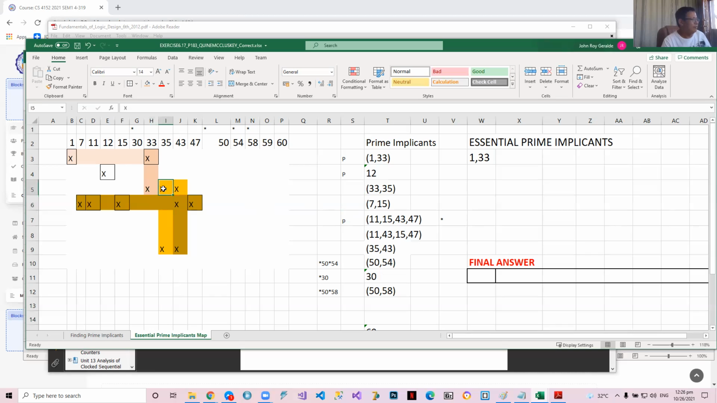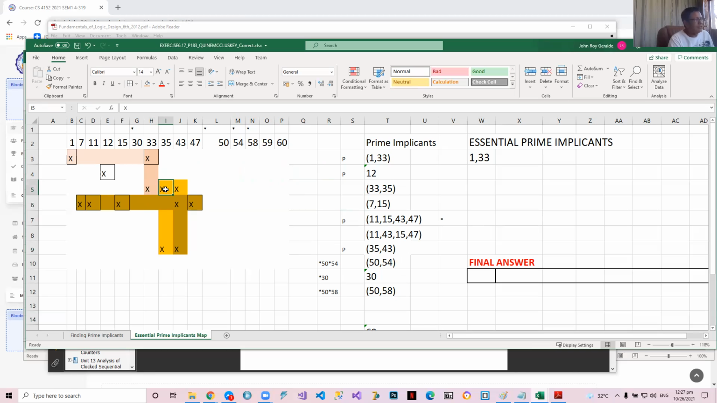33, 35. Okay. So 33, 35, or we could have 35, 43. 35, 43 na lang, no? This one. Because if you consider 35, 43, this is 35, 43. No? It will cover the two, the x here. It will also cover the x here. Okay? So 35, 43, we will not consider 33, 35. Okay? Because this will cover bigger.